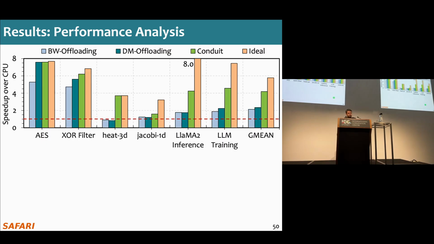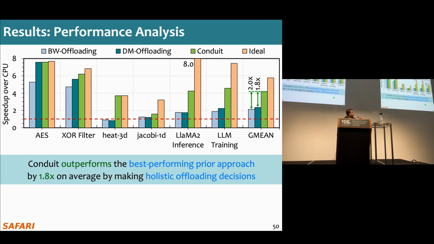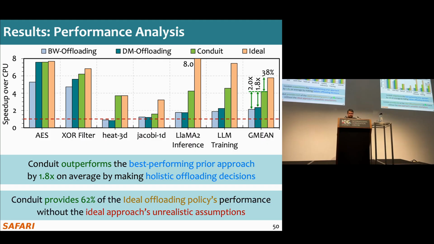So if we look at the performance of Conduit, shown in the light green bar here, the speedup over CPU is what we show on the y-axis. Conduit outperforms the best performing prior approach by 1.8 times on average, and this is purely by making holistic decisions that consider various factors when mapping applications to different compute resources. It also provides 62% of an ideal policy's performance without making the unrealistic assumptions that the ideal makes.